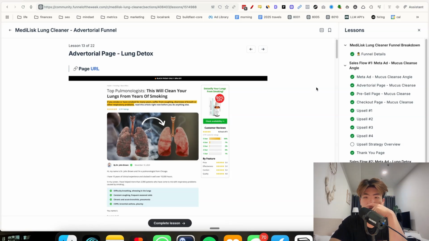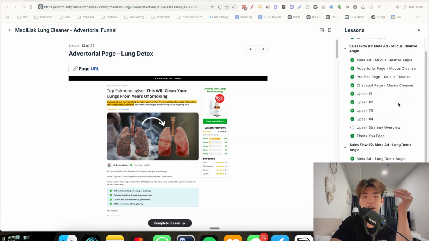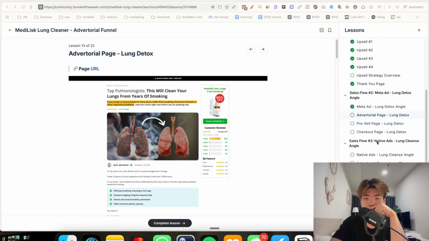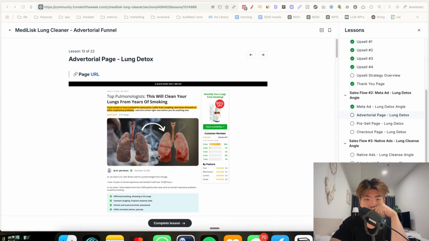They have a bunch of angles. The first angle is to clean your lungs, and this angle is if they're a smoker and have lung issues. This makes sense because not everyone that buys this is a smoker, so it makes sense to have different advertorial pages based on whether the person is a smoker or not. That's what this second advertorial is going over. The headline is probably a lot more important, because it mentions that if you smoke or have smoked, you should read this. So it's a direct call out of smokers.